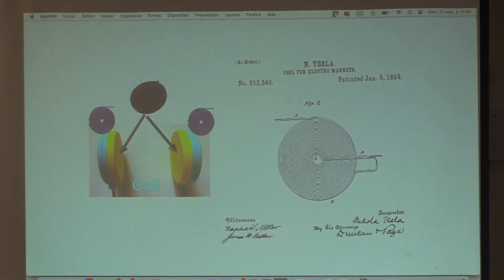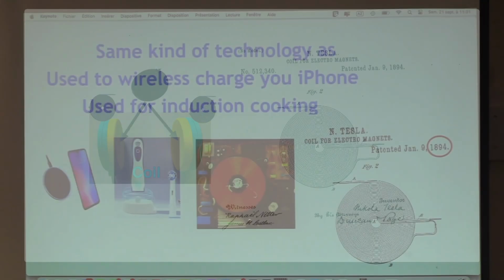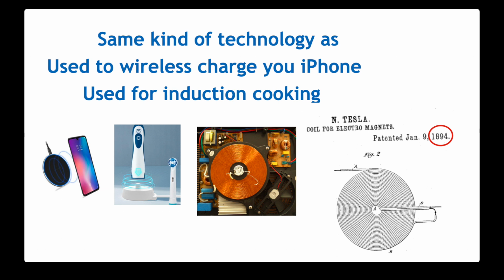Well, this is the bipolar Tesla coil. It's the 1894 patent of Tesla, and it was only used, well, let's say 20 years ago, to charge your iPhone, to charge your toothbrush, but it was created in 1894. Hint, wireless conduction implies action at a distance. Ooh, let's study that.